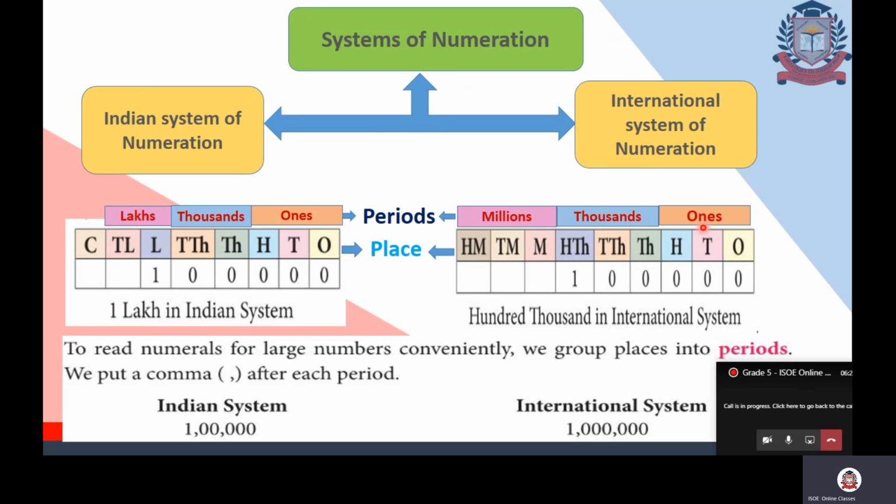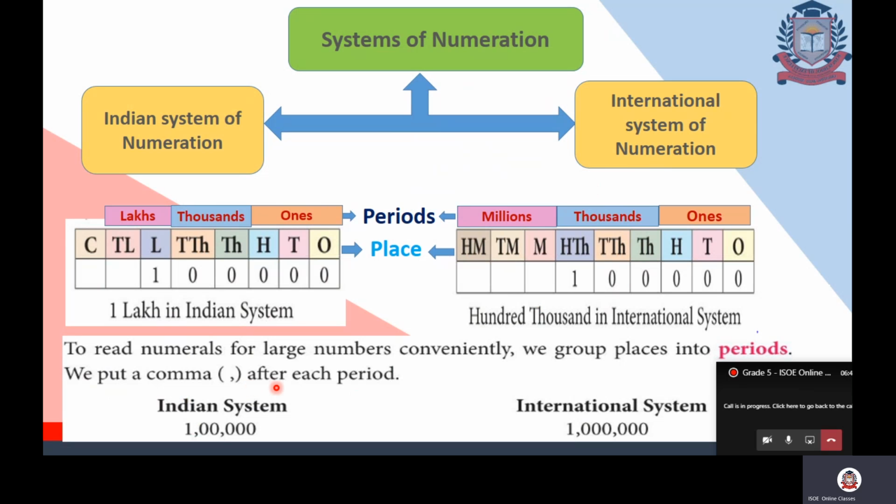So here I have the ones period, thousands period and then millions period in the international system of numeration, and then the ones period, thousands period and lakhs period in the Indian system of numeration. This is how it is. It differs in the Indian system and the international system.